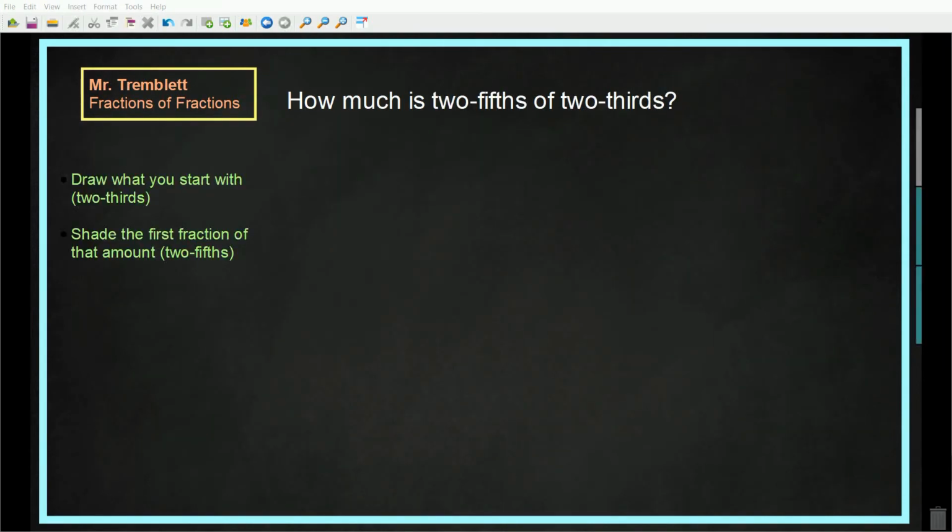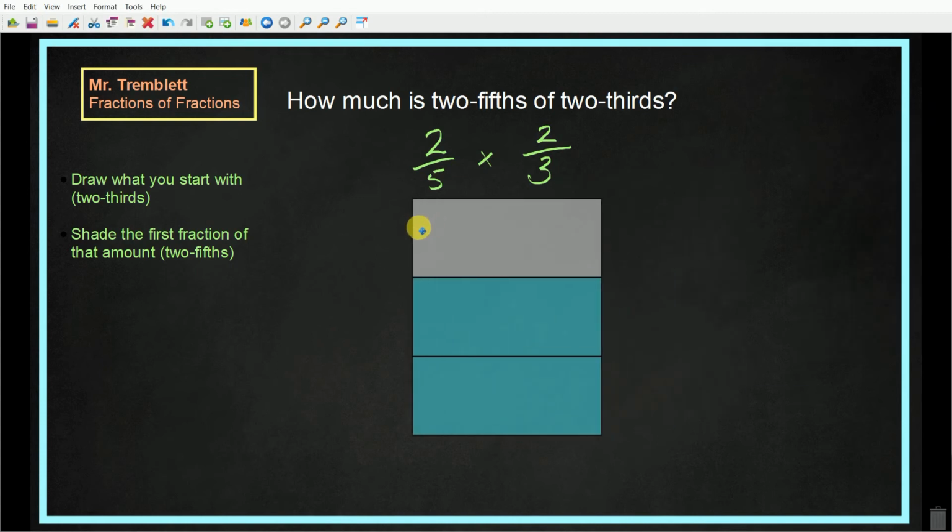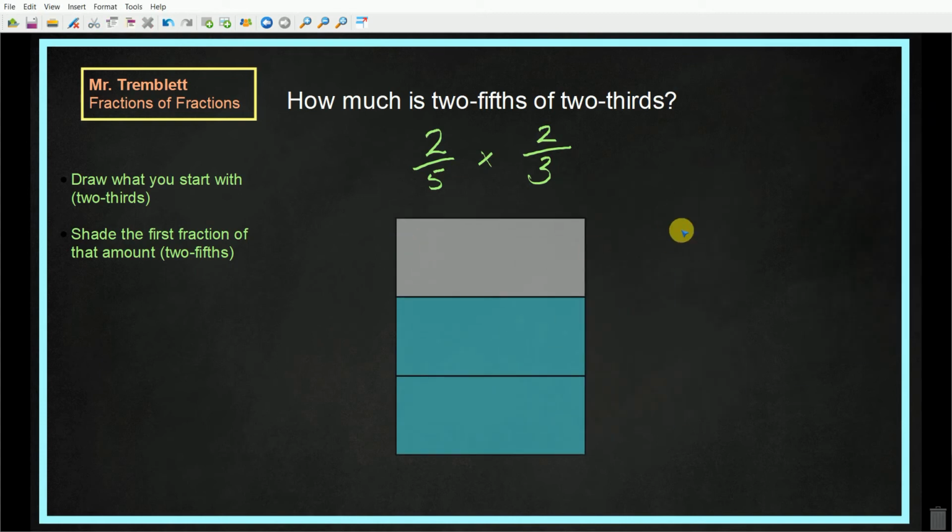All right, in our second example, we're going to do 2/5 of 2/3. So we're going to start by drawing what we start with in this scenario, which is the second fraction. If this is in a textbook, it probably looks like 2/5 of 2/3. So there's 2/3, and this time the divisions are going horizontal.